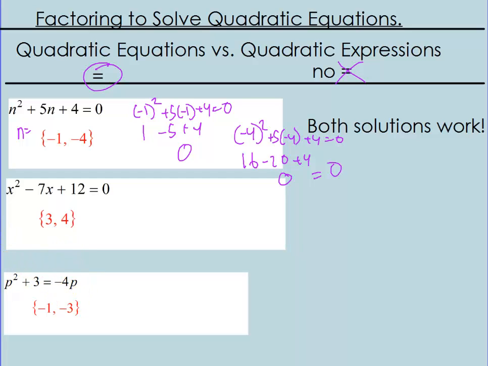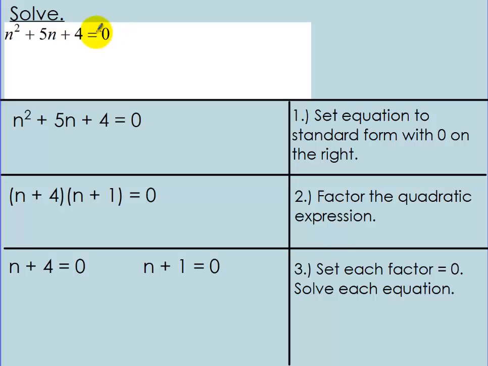So how do we actually figure out those solutions? How do we do this? Well, first thing you want to do is set each equation to standard form with 0 on the right. So the general formula for that is ax squared plus bx plus c equals 0, where a, b, and c are some numbers. In this case, it's already in standard form because all the stuff's on the left and the equals 0 is on the right.